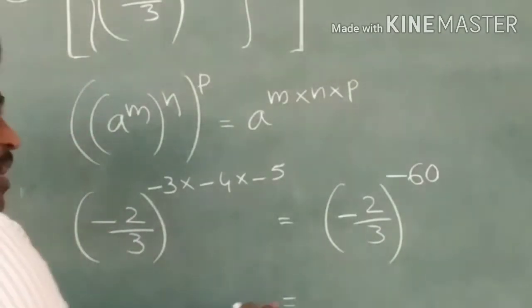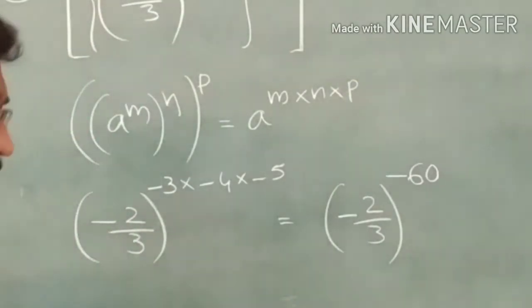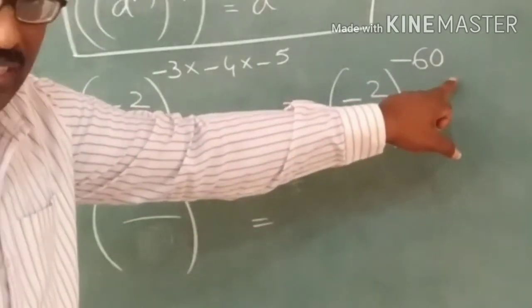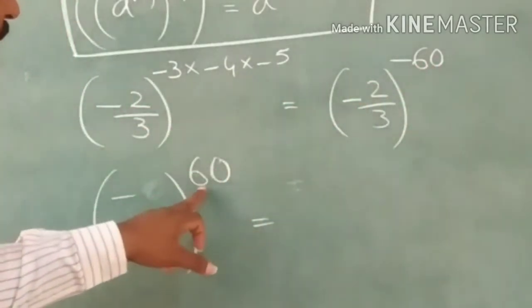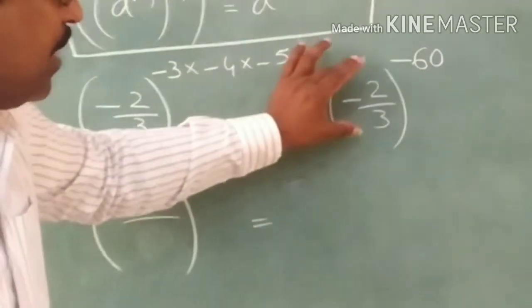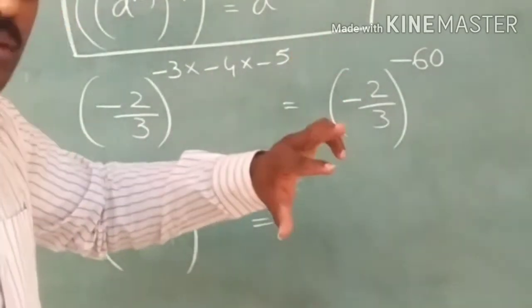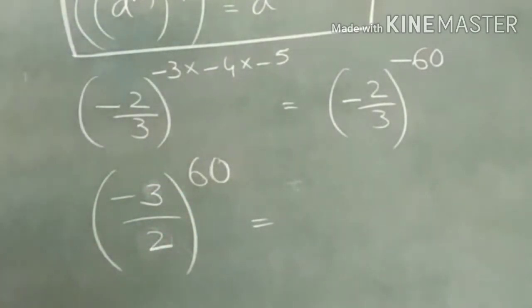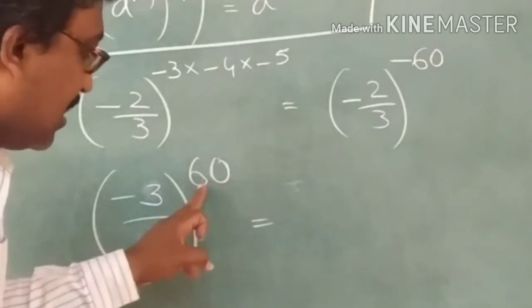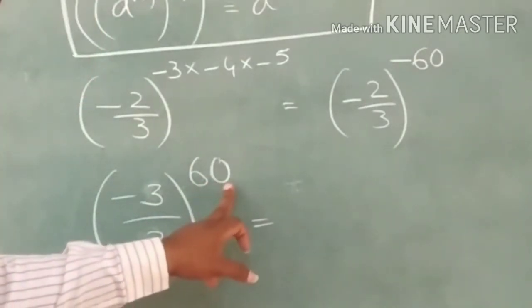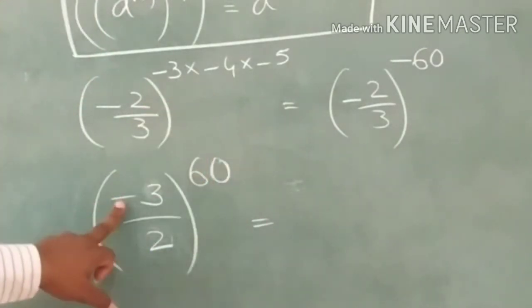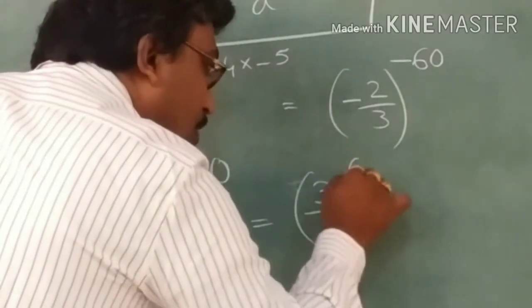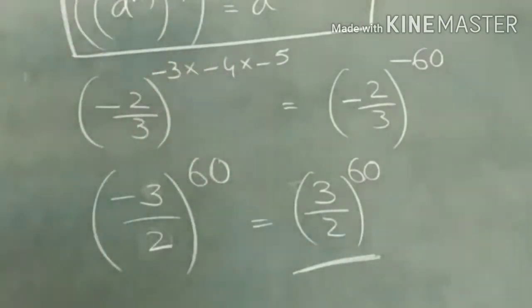Now here minus 2 by 3 whole to the power of minus 60. I am taking this as plus 60. That means minus 2 by 3 will be reciprocal. That is minus 3 by 2. And for the next one, is 60 an even number or an odd number? Even number. Then the minus will become plus. So 3 by 2 whole to the power of 60.